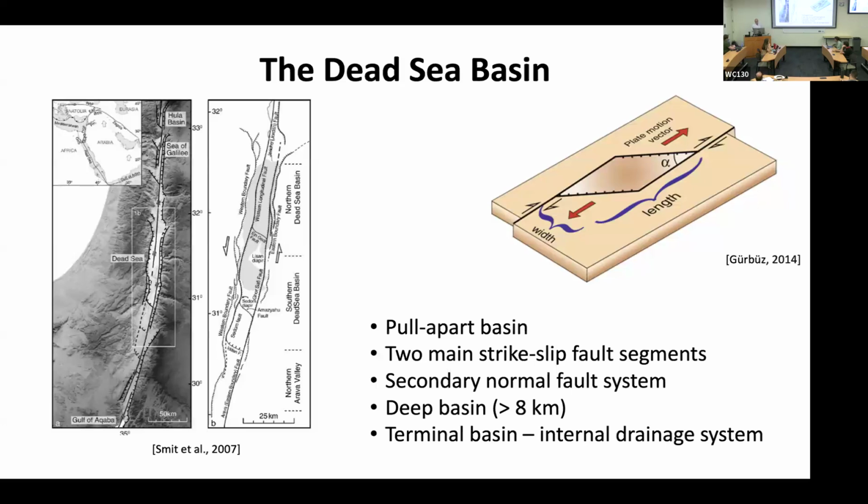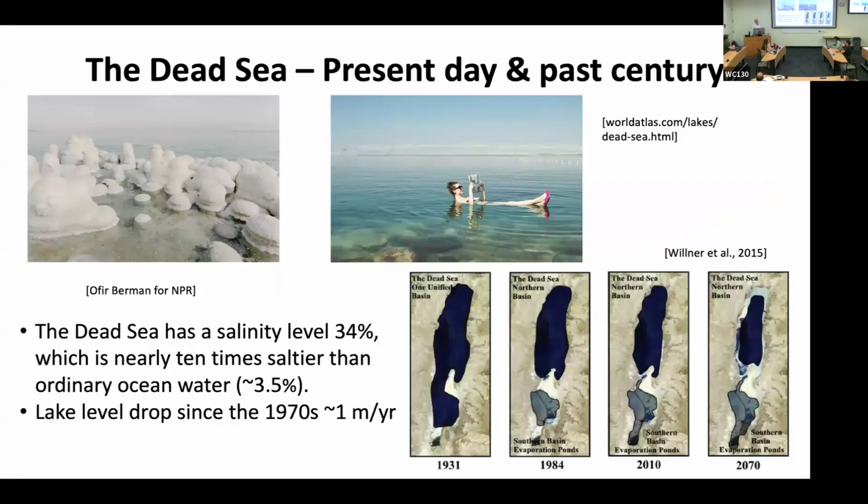Now it's a terminal basin. It means it's an internal drainage basin, and as a result, we have a lake over there, and it's a unique place. The salinity there is so high, it's 35%, versus 3.5%, or 35 per mil, in the regular ocean. So it's 10 times saltier than the ocean. So if you go over there, you basically can just float.